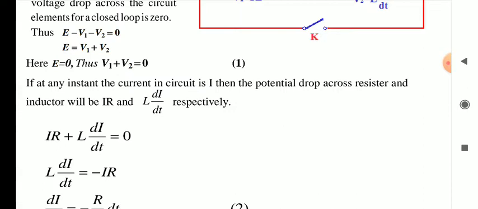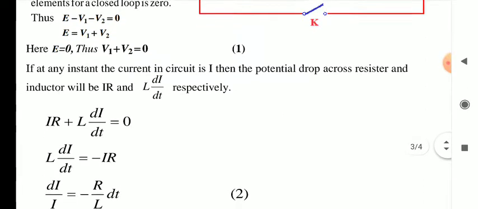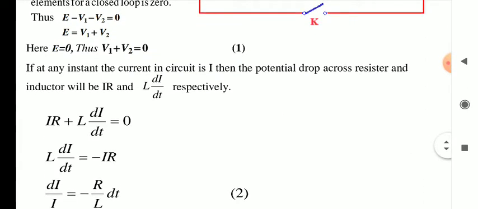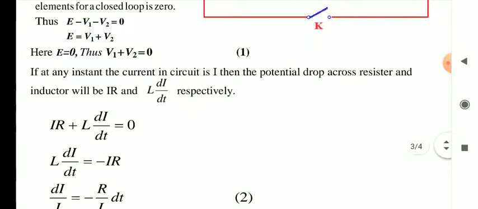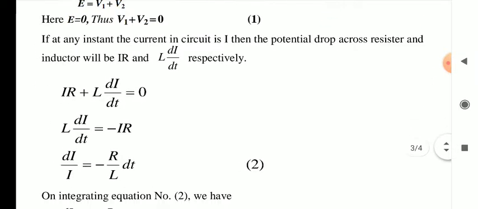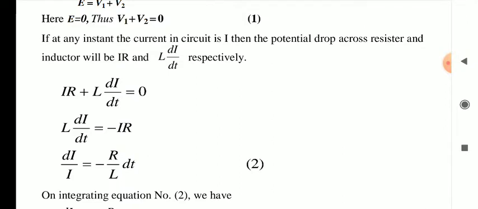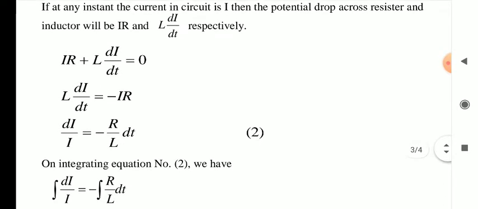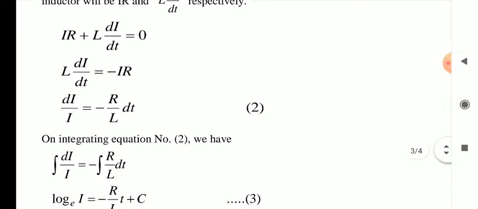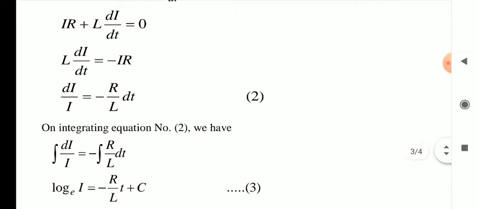If at any instant the current in the circuit is i, then the potential drop across the resistor and the inductor will be i into R and L into di by dt respectively. Substitute these values in equation number 1 and simplify, and we get equation number 2 as di by i is equal to minus R by L into dt.